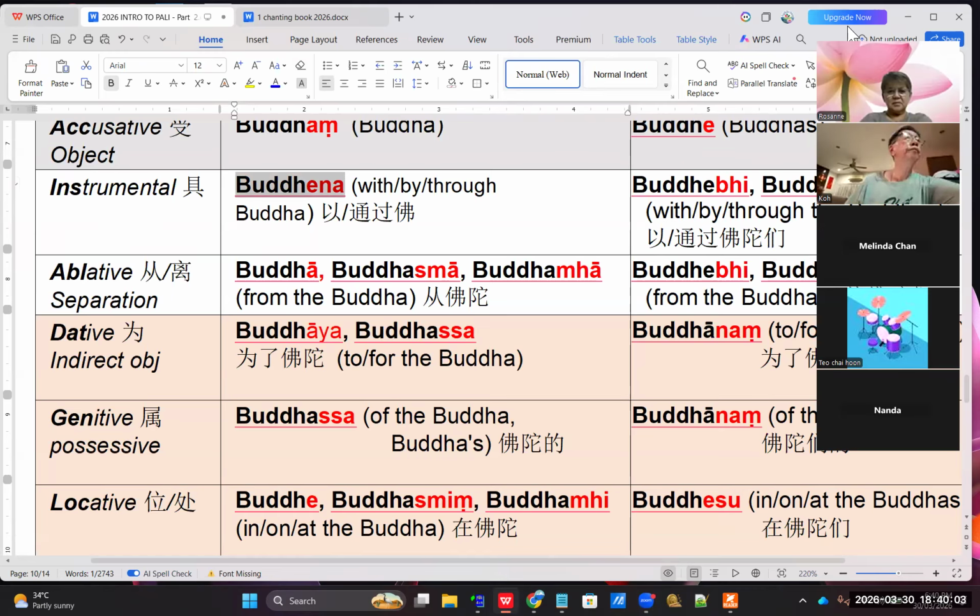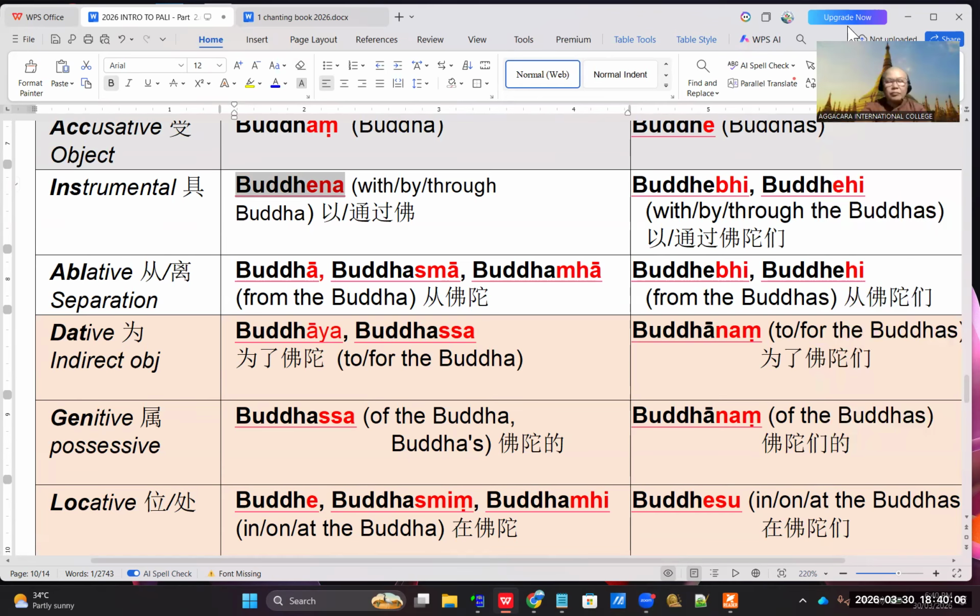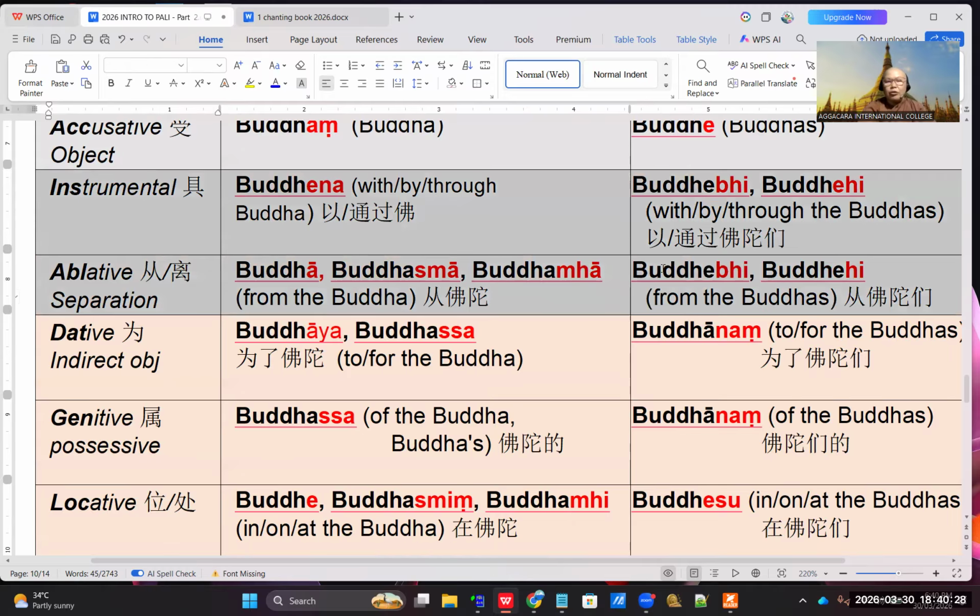All right. Okay. So Budena, Budebi, Budehi. Ablative is literally translated as separation. It's a Pali word; the technical syntax we call it ablative, but it actually means separation. Buddha, Buddhasma, Buddhamha, Budebi, Budehi. These two you should recite together, but don't confuse them.